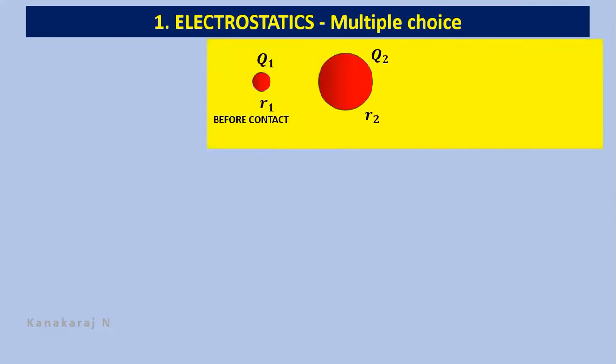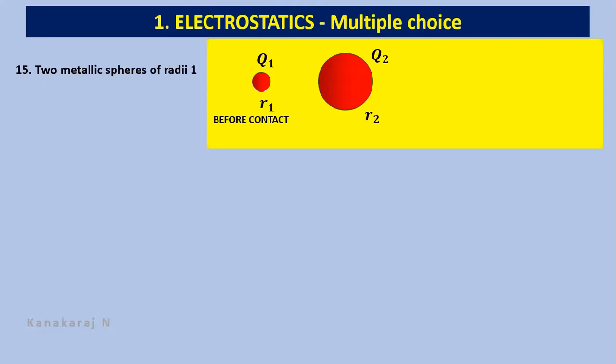Welcome to my channel. So, one more problem from electrostatics. Here there are two metal spheres given, and each one has a charge of Q1, Q2, and they have a radius R1, R2 before contact. Let us read the problem.